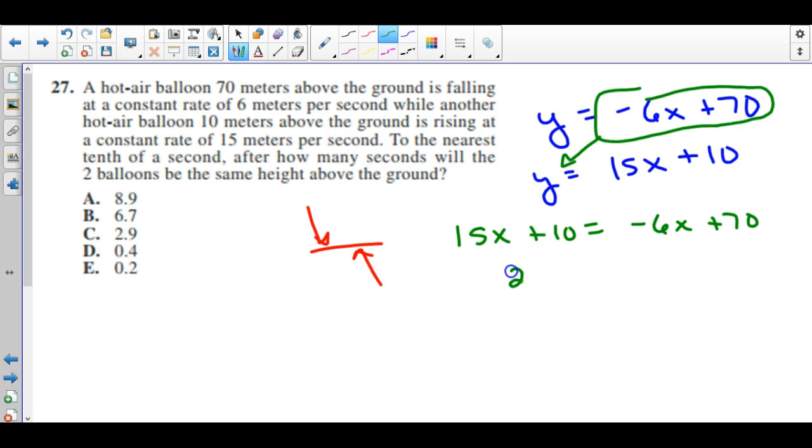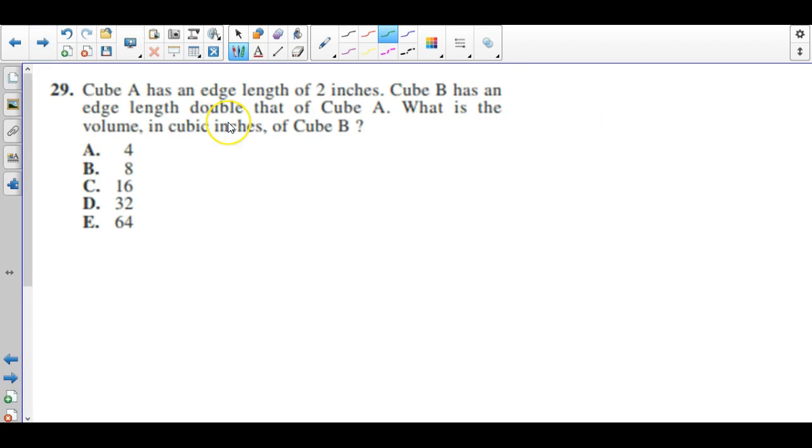So bring x over by adding, I get 21x. I'm going to bring my 10 to the other side by subtracting, and I'm going to end up with x equals 2.9. Because it wants to know when, to the nearest tenth of a second, the answer would be 2.9 seconds. If it wanted to know what that height was, I could take that 2.9 and substitute it back in for x, and that would give me my corresponding y value. So just be careful that it asks for when they are going to be equal, and not necessarily the height that they would be equal at.